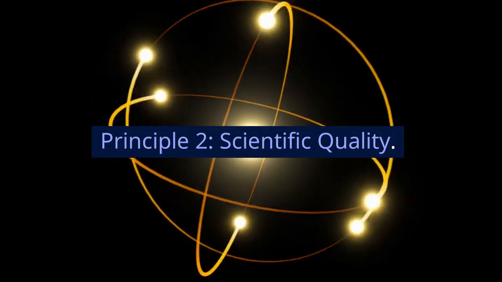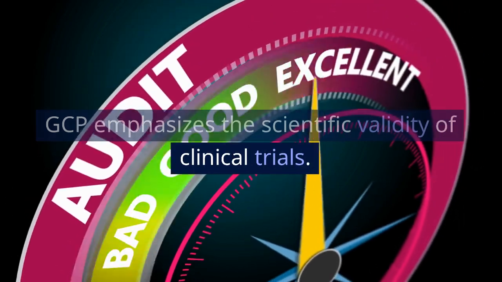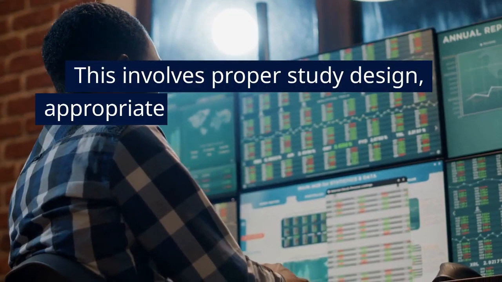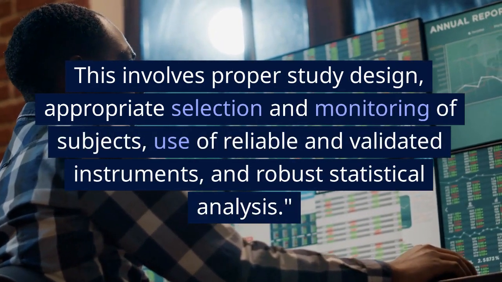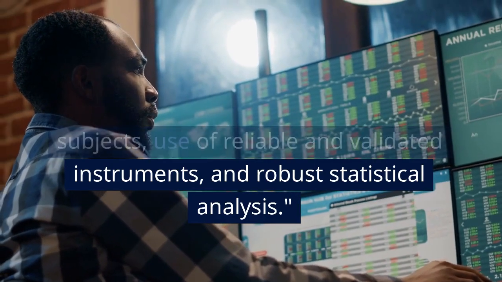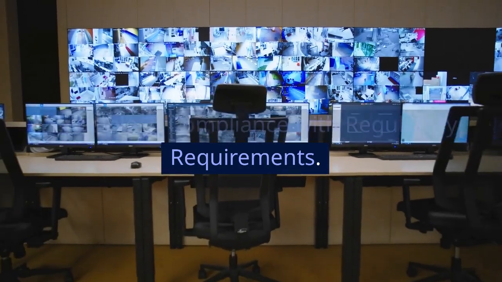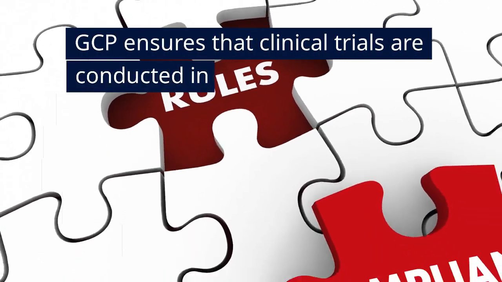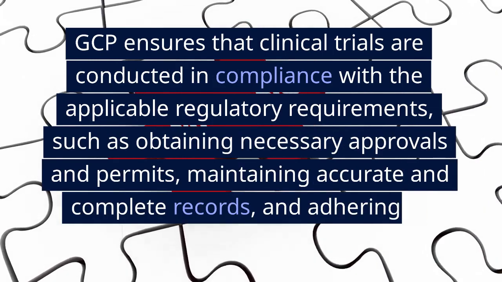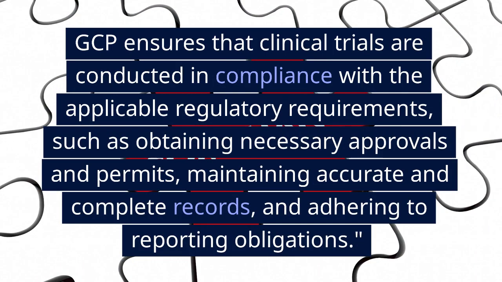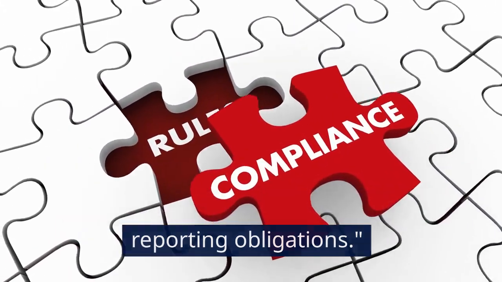Principle 2. Scientific quality. GCP emphasizes the scientific validity of clinical trials. This involves proper study design, appropriate selection and monitoring of subjects, use of reliable and validated instruments, and robust statistical analysis. Principle 3. Compliance with regulatory requirements. GCP ensures that clinical trials are conducted in compliance with the applicable regulatory requirements, such as obtaining necessary approvals and permits, maintaining accurate and complete records, and adhering to reporting obligations.